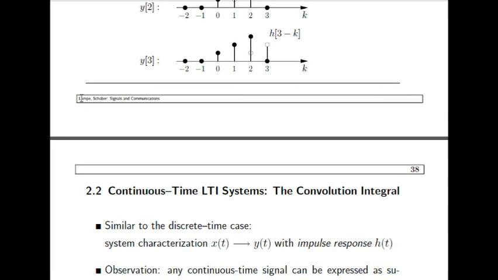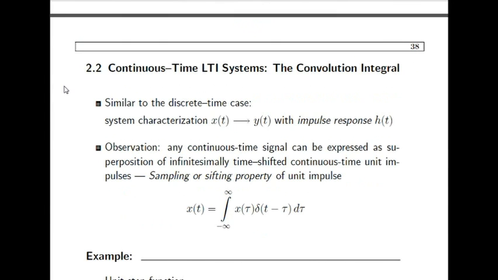So now let's move forward to the next topic, which is the convolution integral. The difference between the convolution integral and the convolution sum is that the convolution sum was for discrete time systems, and the convolution integral is for continuous time LTI systems. So this is similar. In discrete time we took the input x[n] and produced output y[n] with the help of impulse response h[n]. Okay, the h function is called the impulse response. But in continuous time we will take x(t) as input and produce y(t) as output with the impulse response h(t).